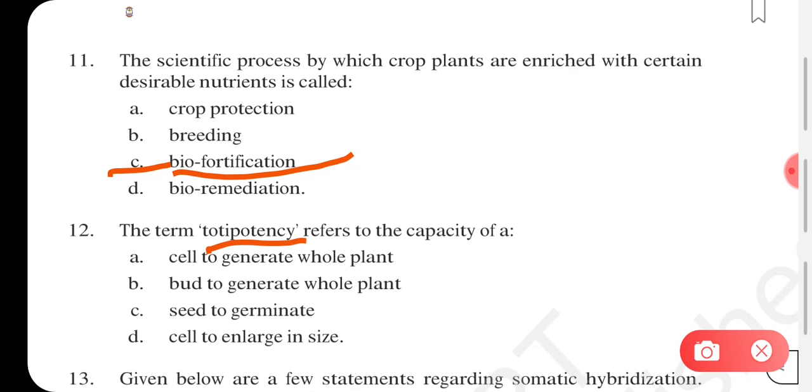The term totipotency refers to the capacity of a cell to generate a whole plant, or is it a bud to generate a whole plant, a seed to germinate a whole plant, or a cell to enlarge in size? The answer will be cell to generate the whole plant. So totipotency refers to the capacity of a cell to generate the whole plant.